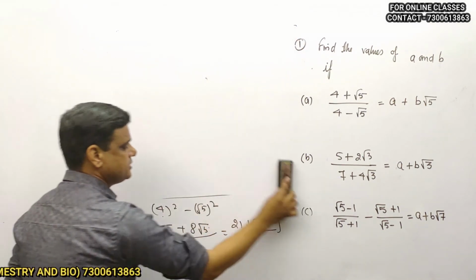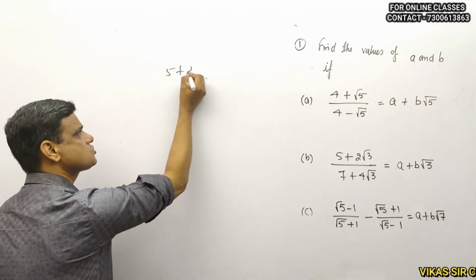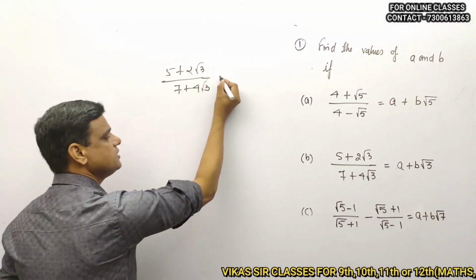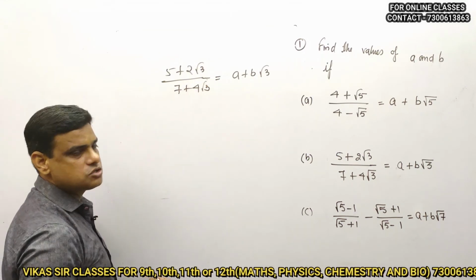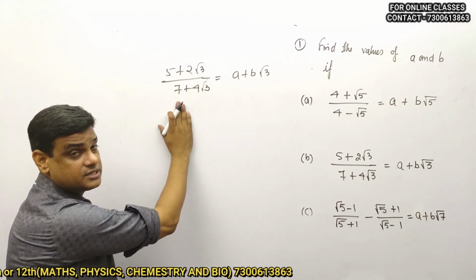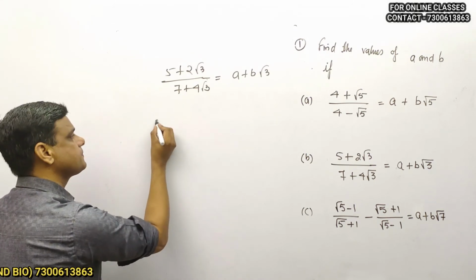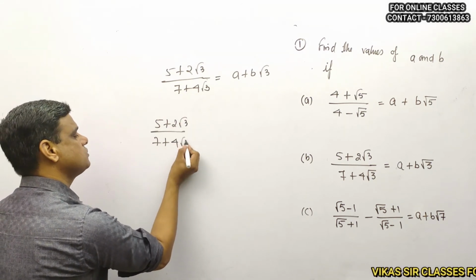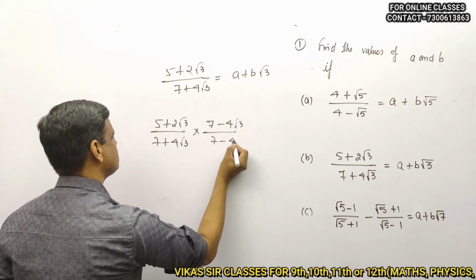Okay, what is the other question? The other question is 5 plus 2 root 3 upon 7 plus 4 root 3 is equal to a plus b root 3. The question is same. Here also we will do the question in the same manner. 7 plus 4 root 3 is in the denominator and the conjugate of 7 plus 4 root 3 is 7 minus 4 root 3. So 5 plus 2 root 3 upon 7 plus 4 root 3, multiply it by 7 minus 4 root 3 upon 7 minus 4 root 3.